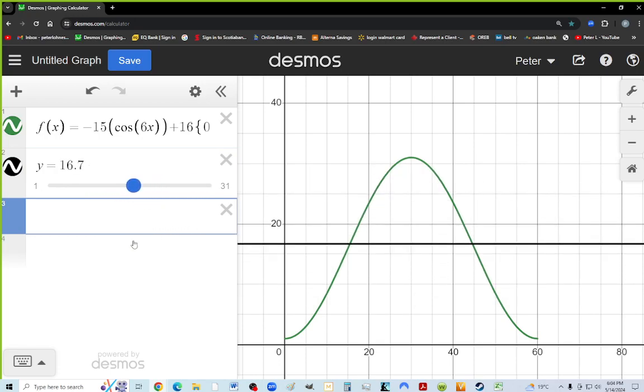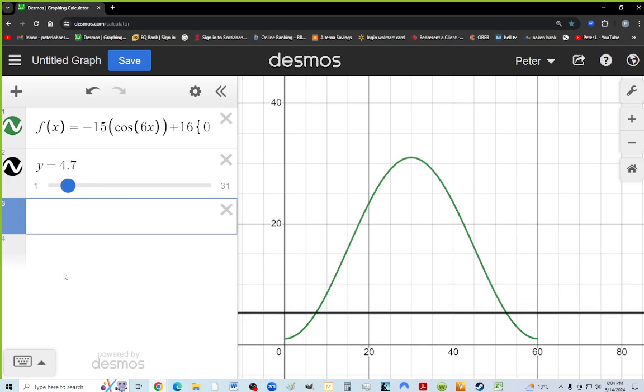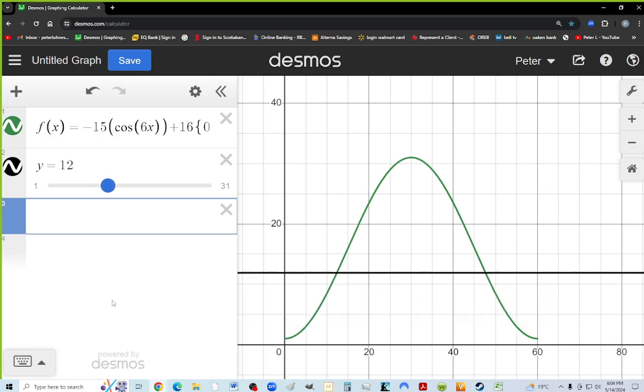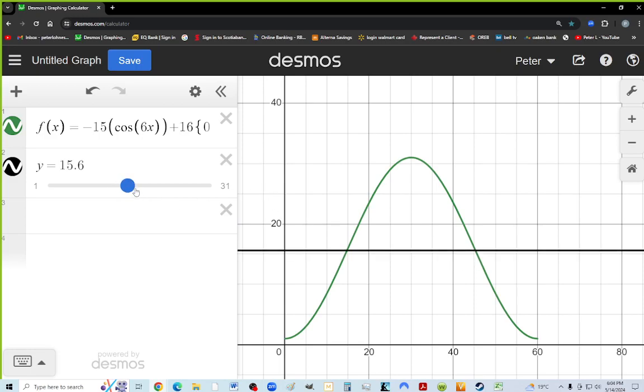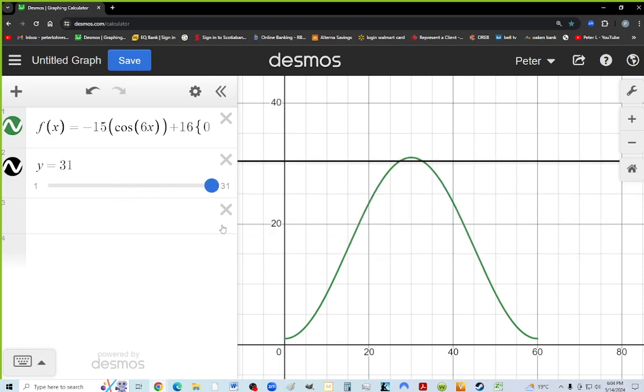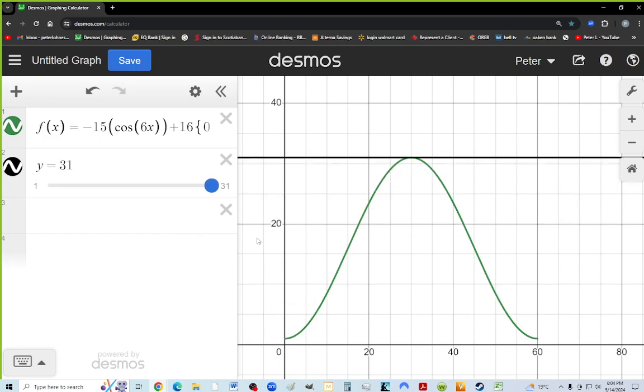How many times does the black line cross the green line? Twice, except here, where it only crosses it once, at the top. So it looks like every spot it will cross it twice except the spot at the top.